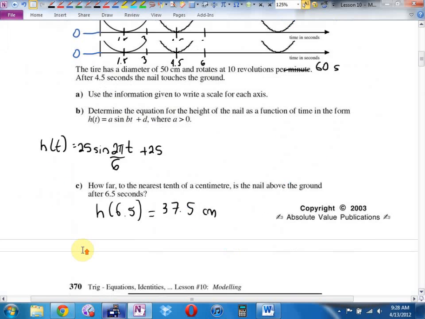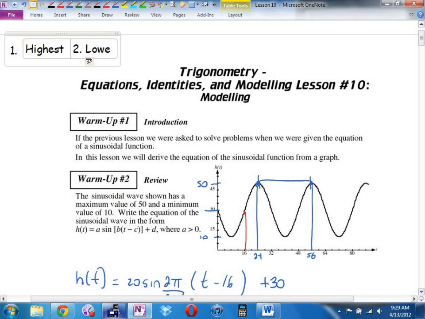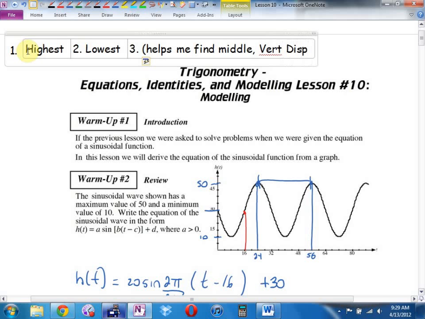Okay, can you turn back to the very beginning of this lesson? Somewhere near the top of the page, you can write highest, lowest, helps me find middle, which is the vertical displacement. Once I know the vertical displacement, I can get the amplitude. So highest, lowest, get middle.